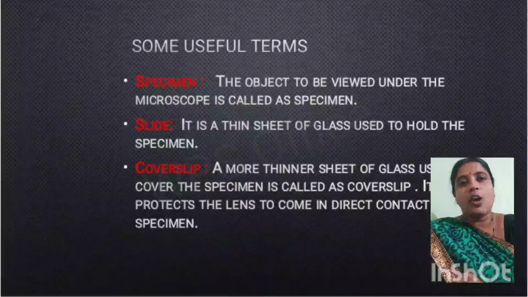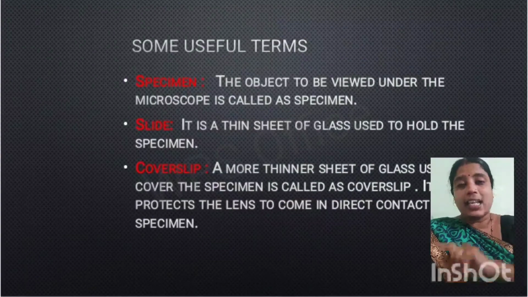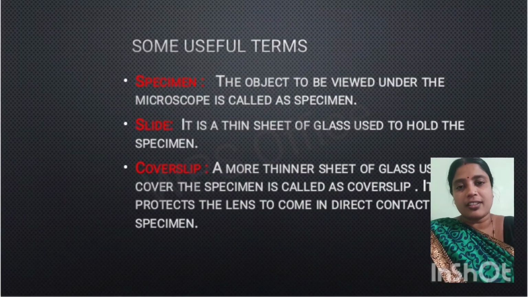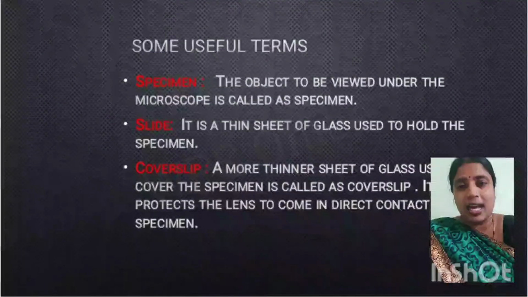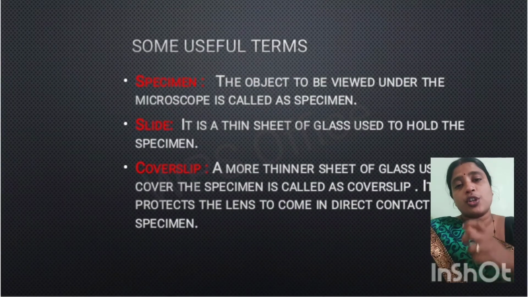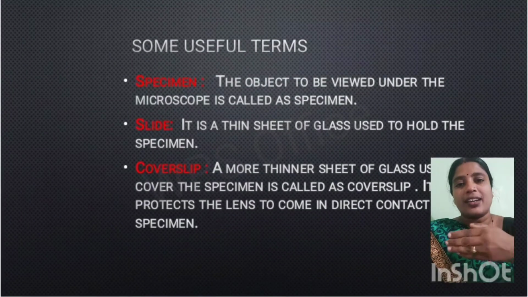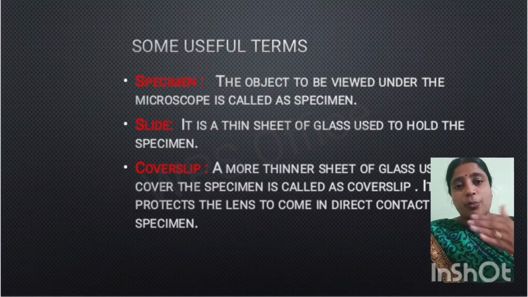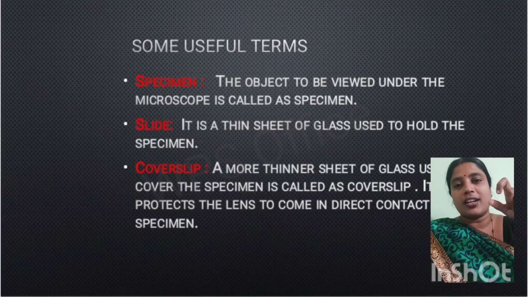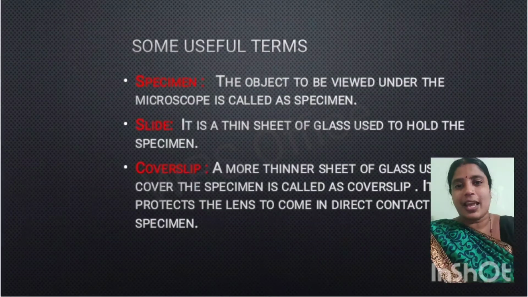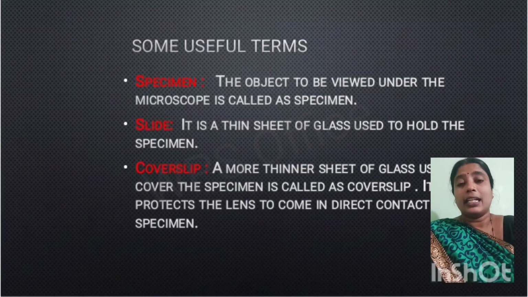Okay. Now what is a slide? A slide is a thin rectangular sheet of glass which is used to hold the specimen. It acts as a platform on which your specimen is kept. So that is a slide. Then the cover slip.